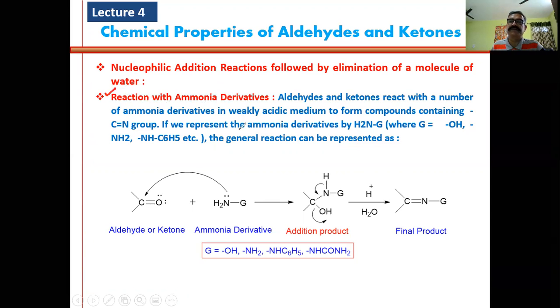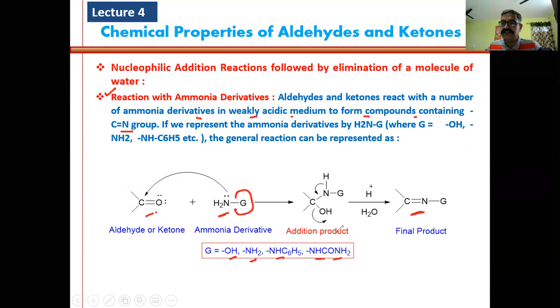Reaction with ammonia derivatives. Aldehydes and ketones react with a number of ammonia derivatives in weakly acidic medium to form compounds containing C=N group. That is, when we treat carbonyl compounds with ammonia derivatives in weakly acidic medium, what happens? The C=O gets replaced by C=N. What are the ammonia derivatives? Ammonia derivatives are those in which H of ammonia is replaced by some group, either OH, NH2, NHC6H5, NHCONH2.